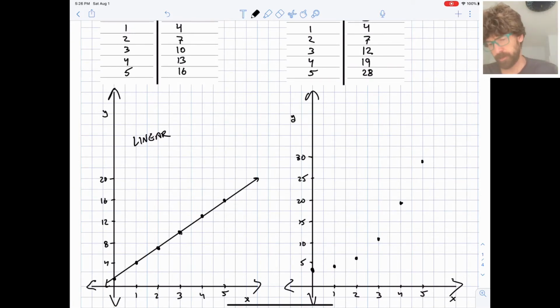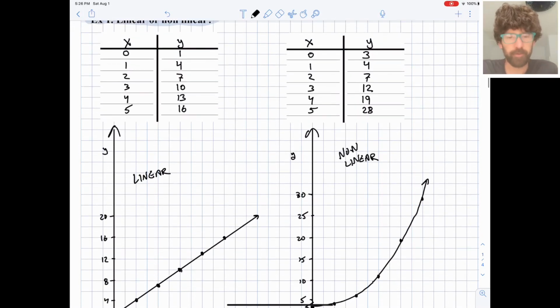It looks like it could be a parabola. And we could try to sketch in the curve that tracks these points. But it's definitely a nonlinear function. So this is nonlinear.